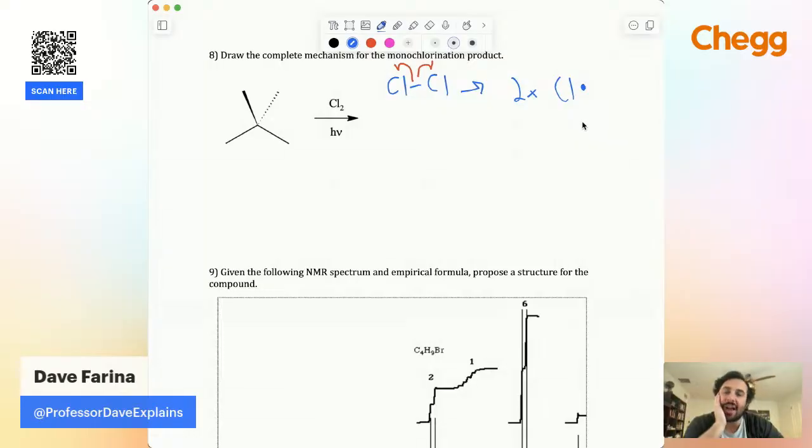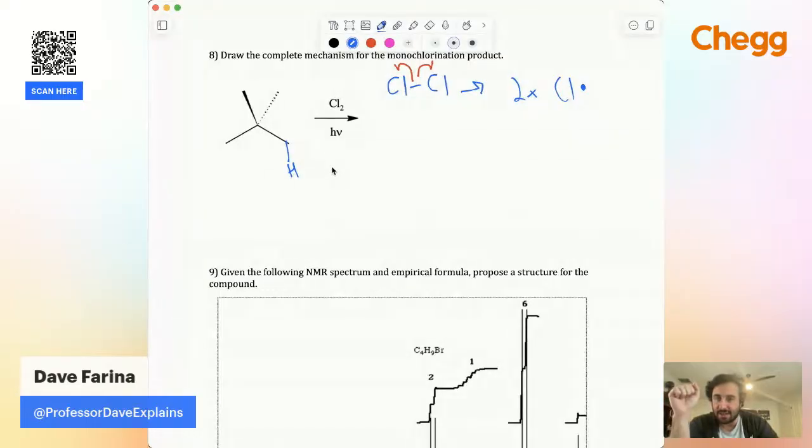So the chlorine radical is going to now come over here. And the thing about this is that there are 12 identical methyl protons. There's no proton on the central carbon. That's a quaternary carbon. There's no hydrogens there. So a chlorine radical is going to approach this substrate, and it sees 12 identical hydrogen atoms. So it doesn't matter which one we get.